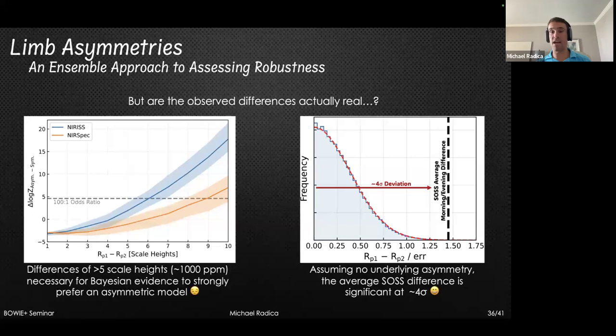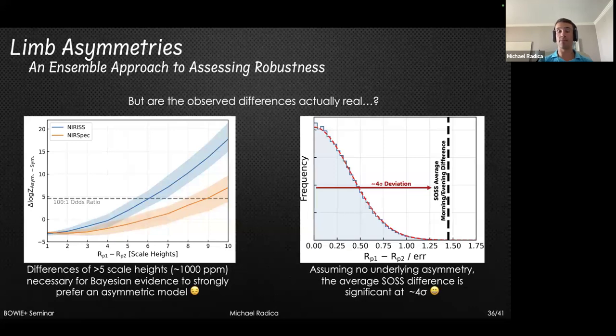However, if we take an alternative test where we see what the chances are of these limb asymmetries arising just by random chance if there is no underlying limb difference, well, after 10,000 injection recovery tests, the differences that I see arose almost never. And so from a frequentist standpoint, this is a 4 sigma significant detection.